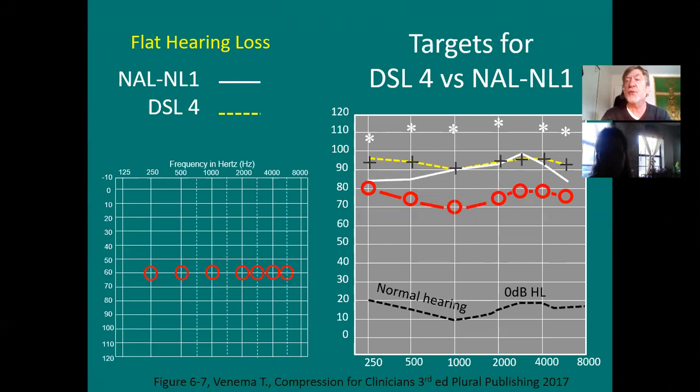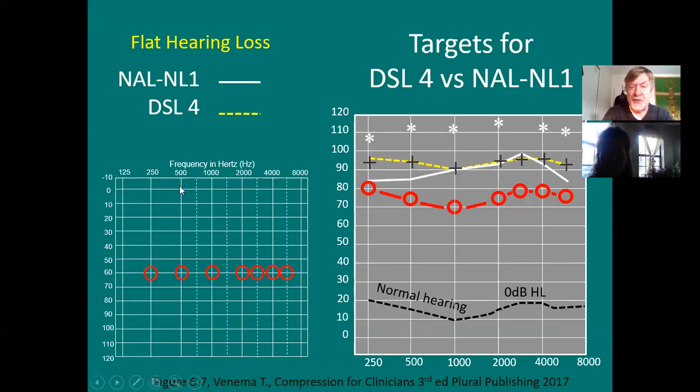This was when I was working at Unitron Hearing Aids. We didn't really have targets for NAL-NL1 on the Audioscan real ear. I used the real ear system, and it only had DSL4 on it. It had the old methods and then DSL4. That was it. So I programmed a hearing aid, and I entered this hearing loss, a flat 60 dB loss, and it showed up on the real ear system.